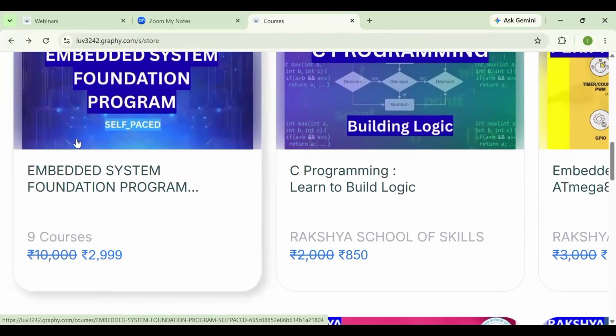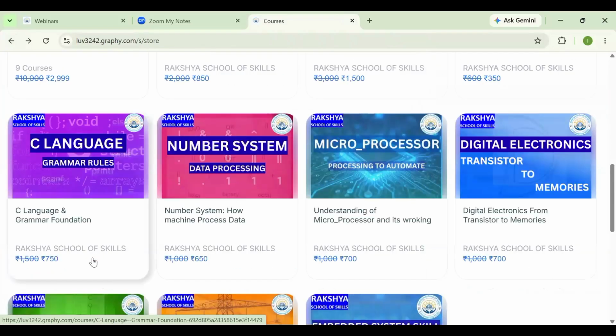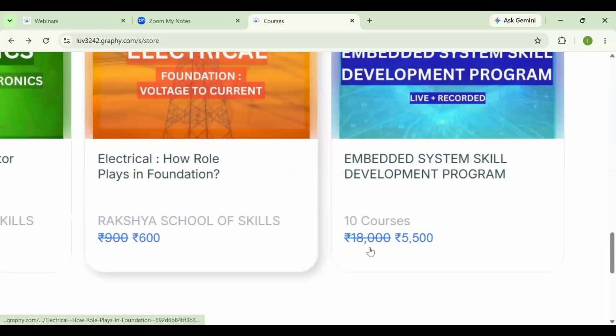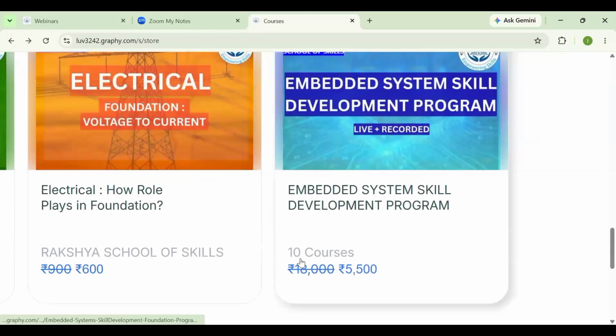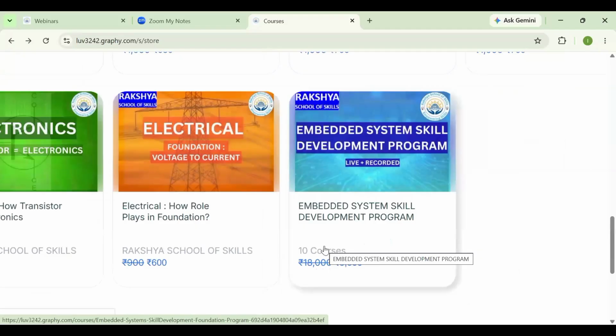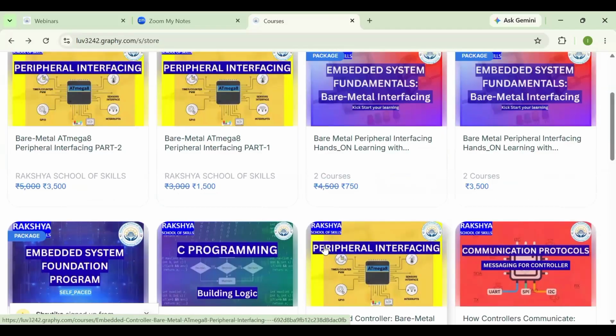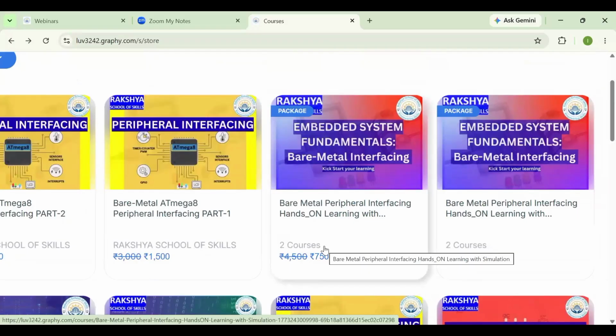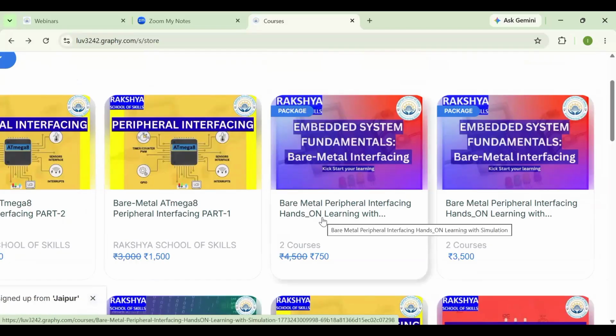The same package costs 2,999, and the same package costs 5,500 here. But here one course is extra, the 10th course. This is the live class. You can continue until you get the job. We are not here to bind you for 1 month or 3 months, not such kind of things. And this is the foundation program of 1 month if you want to explore. For your perspective only, we have reduced the charges to 750.